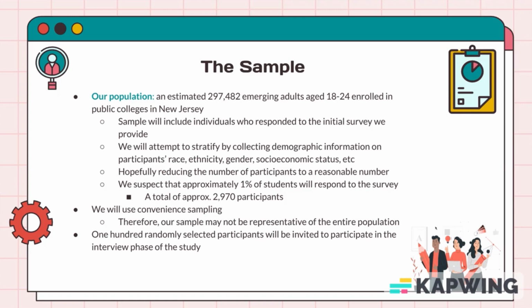We will attempt to stratify our population and reduce the number of participants to a more manageable number, and we will do this by collecting demographic information on participants' race, ethnicity, gender, socioeconomic status, and other aspects of their identity. Because childhood sexual abuse is such a sensitive topic, some emerging adults may not be comfortable disclosing in our survey. Therefore, we will need to use convenience sampling. 100 participants will be randomly selected and invited to participate in the interview phase of the study.